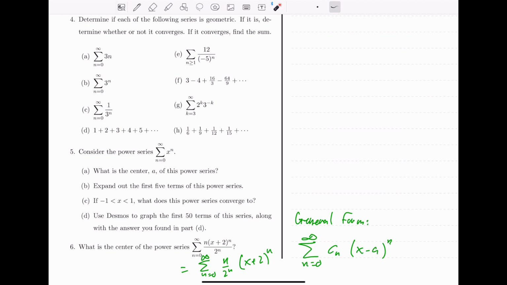Now we want to figure out what is the center. That's a. Well, I have x plus 2. The center is not 2. The center is, well, I have x minus a for the form. So I can think of this as x minus negative 2. The center here is a equals negative 2. That is the center for this particular power series.